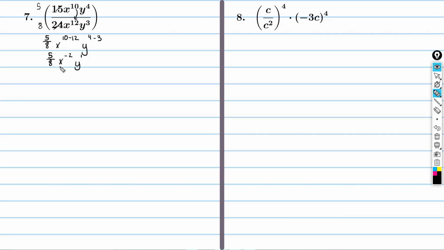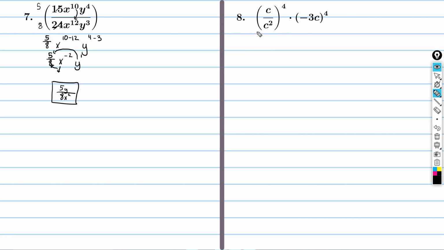So this negative 2 means it needs to go to the denominator, so it's going to go ahead and join the 8, and that positive 1 means it's going to go to the numerator. So I end up with 5y divided by 8x squared.